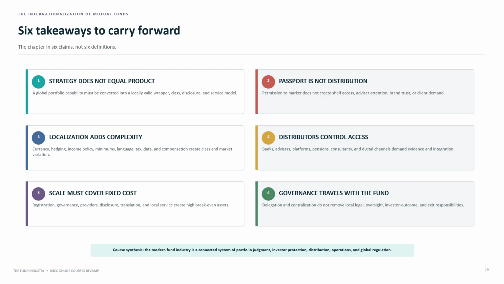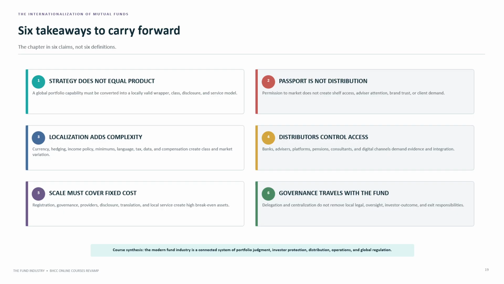Third, localization adds complexity. Currency, hedging, income policy, minimums, language, tax, data, and compensation create class and market variation. Fourth, distributors control access. Banks, advisors, platforms, pensions, consultants, wholesalers, and digital channels require evidence, integration, and ongoing service. Fifth, scale must cover fixed cost. Registration, boards, management companies, depositaries, administrators, audits, disclosure, translation, and local support create high break-even assets.